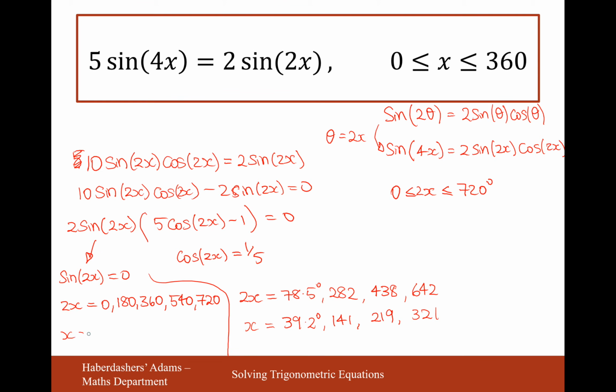And dividing all of these angles by 2, I'm going to get 0, 90, 180, 270, and 360. So there we are, we have quite a few solutions here. 5 over this side and 4 over this side, and it might just be worth checking one of your answers. So type in 5 times sine of 4 times 321, and you get approximately -2, and then do the same on the other side. 2 times sine of 2 times 321, and you get about -2 as well. So yeah, that's all good. We get the same answers on both sides.